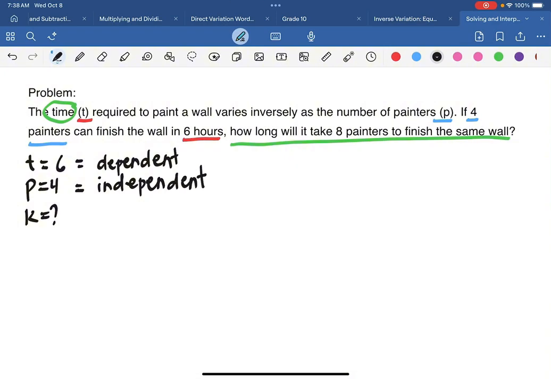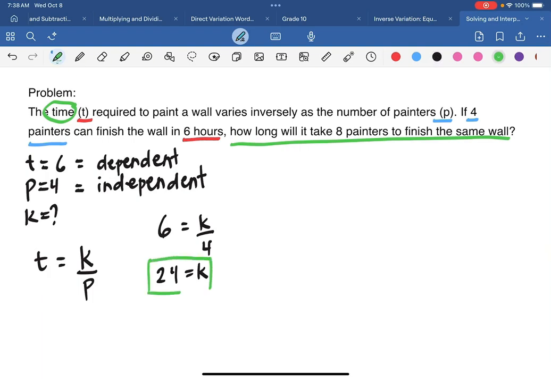So we could write it like this: T equals K over P, or T varies inversely as P, or T is inversely proportional to P. Based on this, we can now solve the given problem. For T, we have 6 equals K over 4. So again, cross multiplication of 6 and 4. 6 times 4 is 24. And this is the value of our constant.